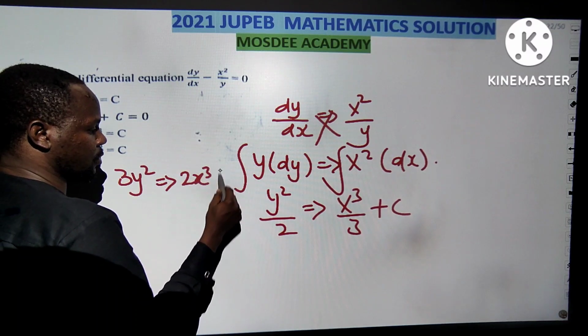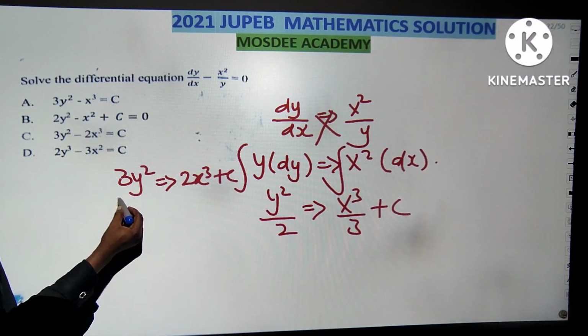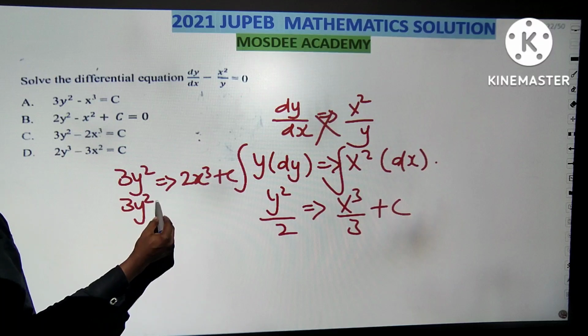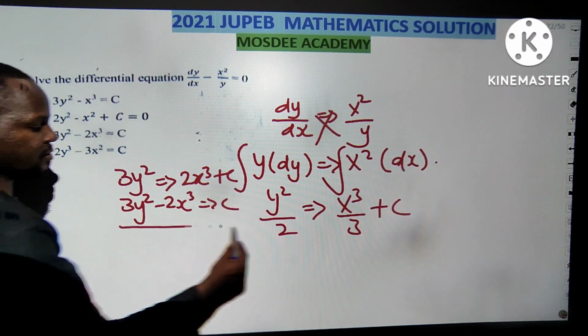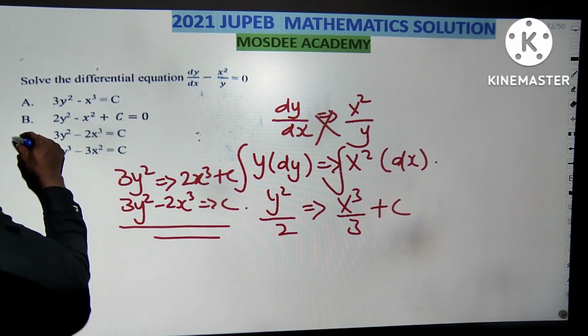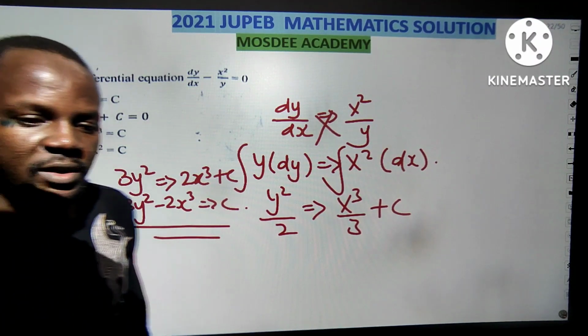2s cubed plus the c. So collect like terms, you have 3y squared minus 2s cubed is equals to c. Something like this is what you are going to be looking for. Option C. Admit says C, and always what is always right.